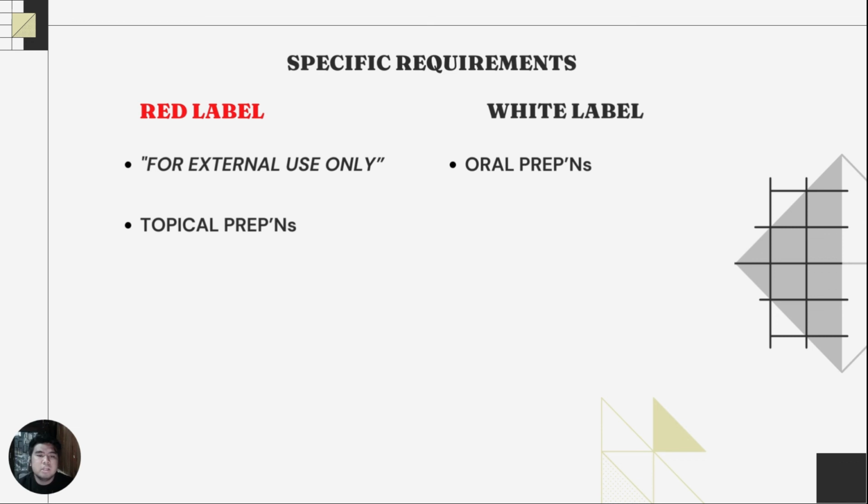Lastly, when we see that a medication has a red label in which it is compounded, not manufactured, it means that it is only applied externally, which means that the indication of the words for external use only is important. The appropriate print format for these labels are as follows. And when we see a white label, this means that this medication is or should be taken orally.